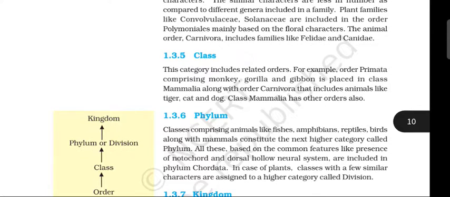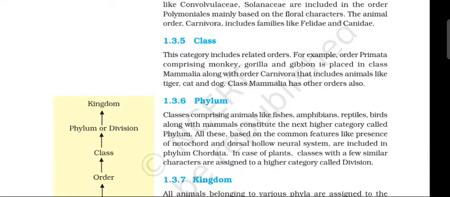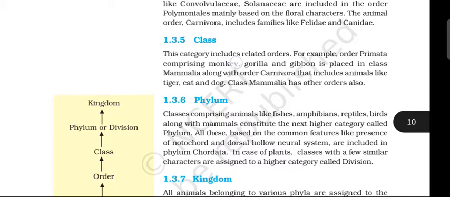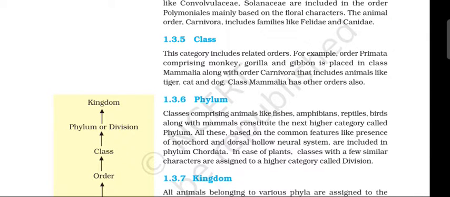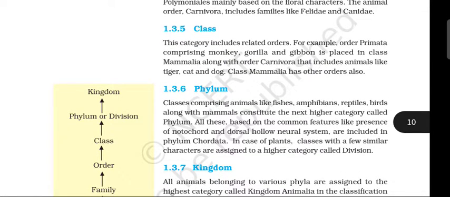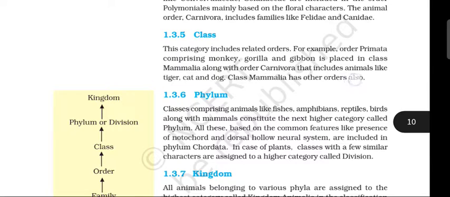So the next topic is class. All topics are very short, so I read fast. This category includes related orders. For example, order Primata, comprising monkey, gorilla, and gibbons, is placed in class Mammalia, along with order Carnivora that includes animals like tiger, cats, and dogs. Class Mammalia has other orders also.